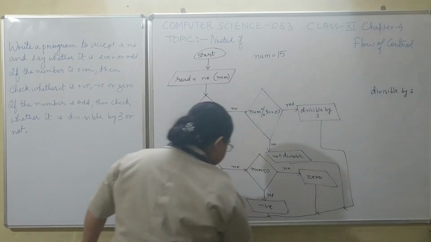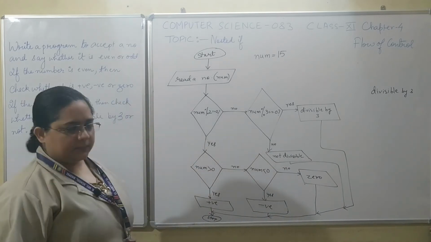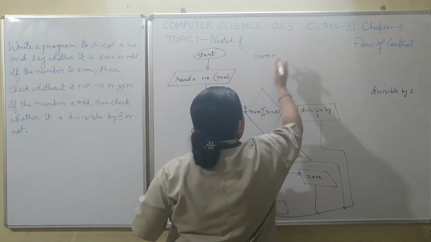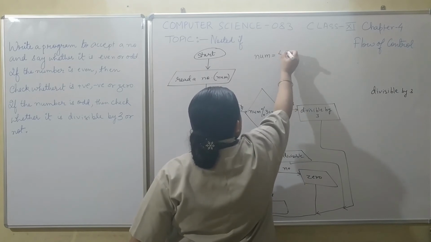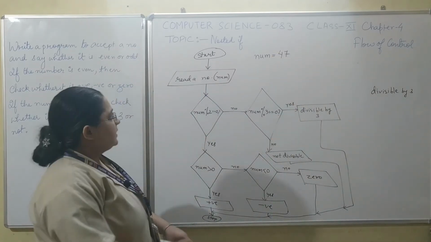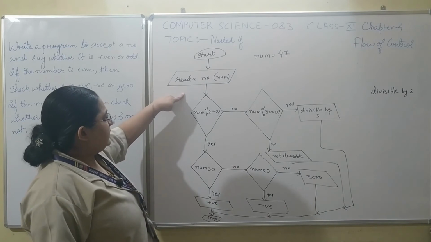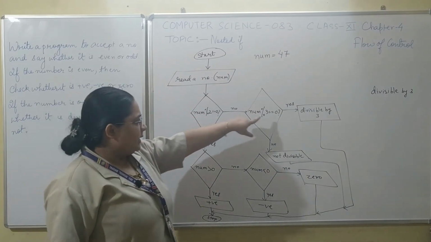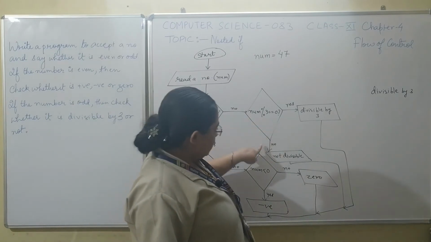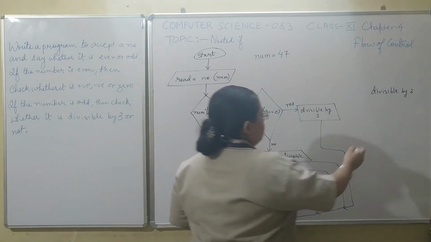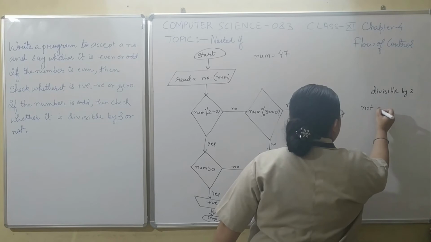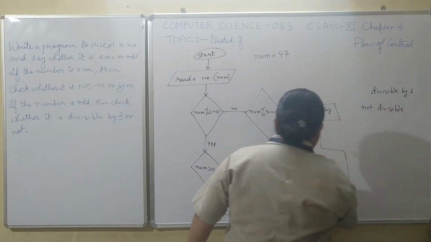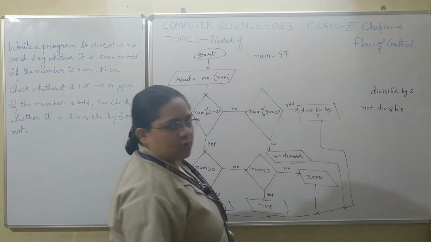And it leads to stop. Okay. Similarly, suppose the user gives the number as 47. So I first come to this part. Read a number. Is the number even? No. Is it divisible by 3? No. What will be printed? Not divisible by 3. And it will lead to stop.